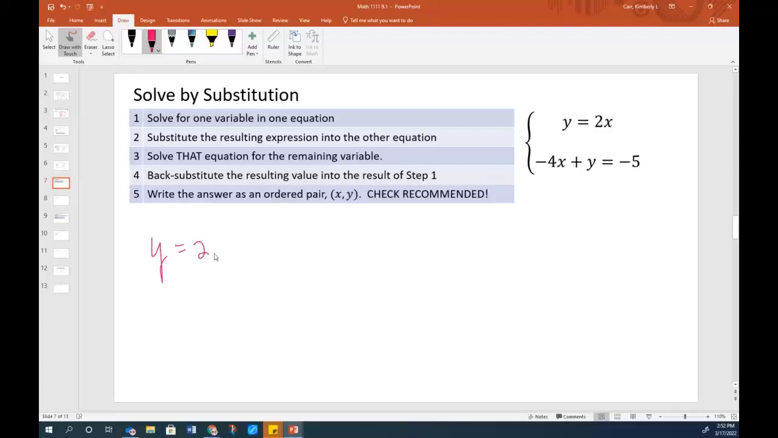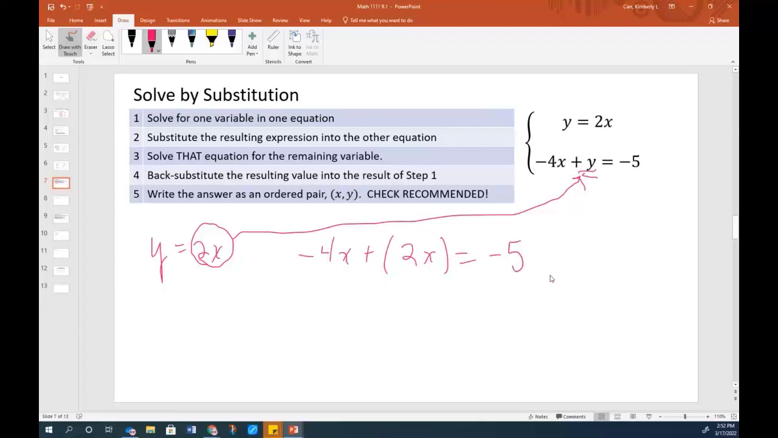I have y equals 2x. Now I want to take the resulting expression. In other words, when you get one variable by itself, what does it equal? And I want to put it into the other equation. So if y is equal to 2x, I am going to replace this y with that 2x. So then I have -4x plus 2x. So I didn't write the y down, I've just got 2x equals -5.